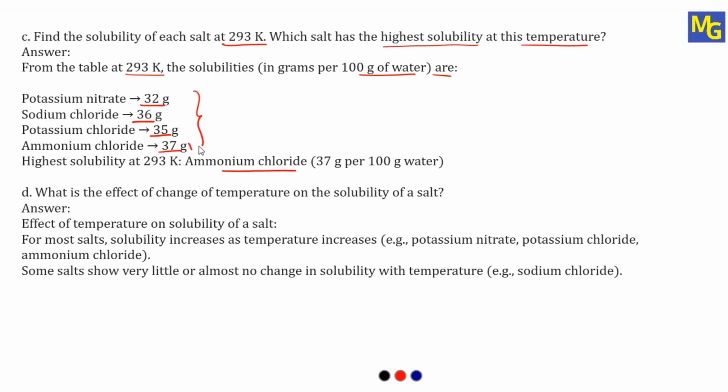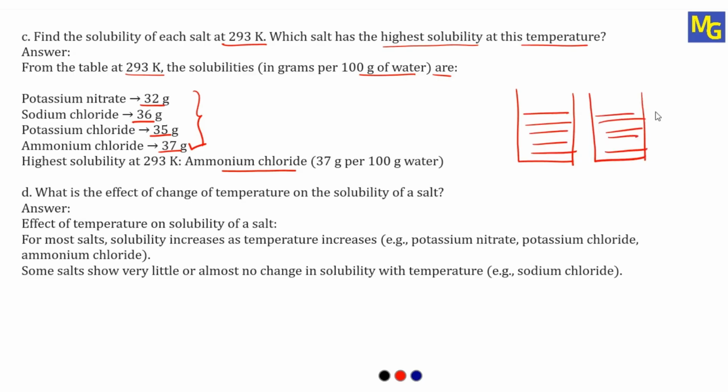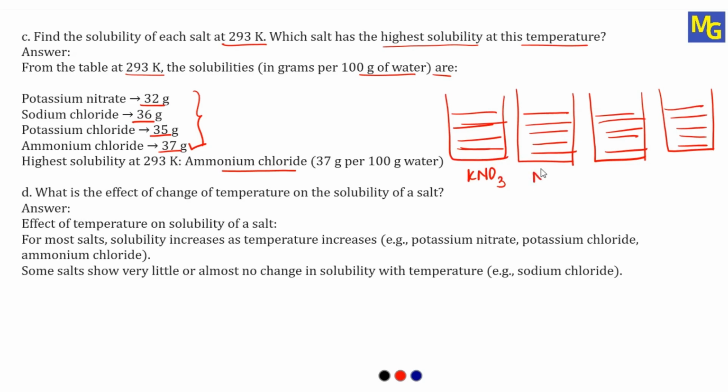So what is the meaning of this? Say we take 100 gram of water into the beaker, and I'll take 4 beakers. This is the first beaker, this is the second beaker, this is the third beaker, and here I will draw a fourth beaker. In the first beaker I'll add KNO3, in the second beaker NaCl, here KCl, and here NH4Cl, that is ammonium chloride. The water we have taken in all the beakers, remember, is 100 gram.